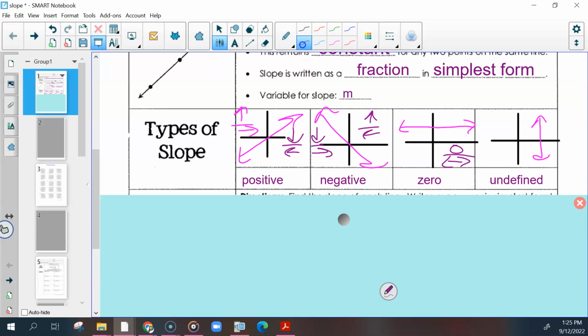Undefined is the opposite, though. Here we are moving up and down, but not left and right. Pick your favorite number in the world and divide it by 0 in your calculator, where 0 is in the denominator. It does say error. In this class, we cannot divide by 0. I say that because in calculus, you can divide by 0 and you get weird things. Not here. So anytime you divide by 0, you get error. That is undefined.